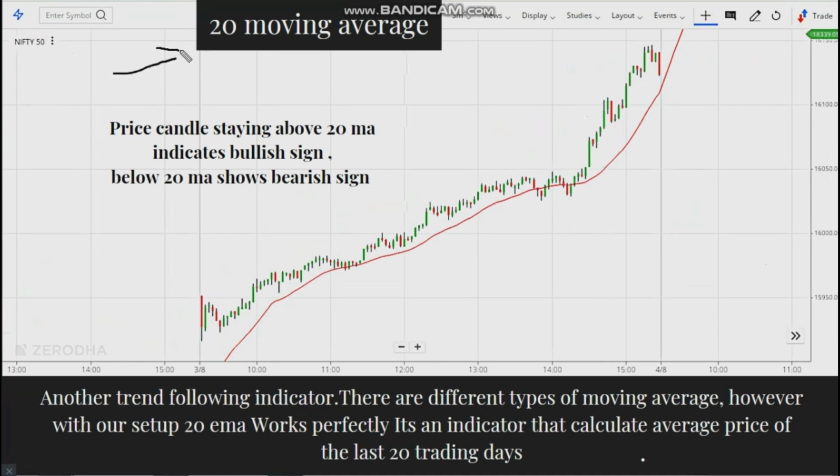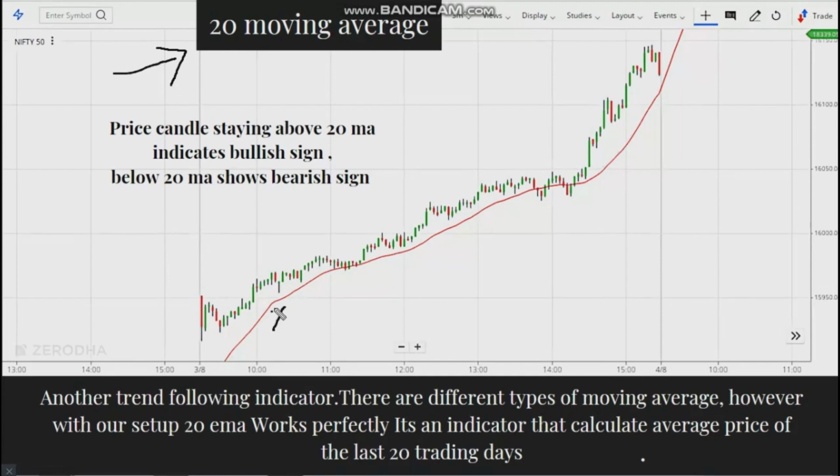Let's see another trend following indicator, exponential moving average. There are different types of moving average. However, with our setup, 20 exponential moving average works perfectly. It is basically an indicator that calculates the average price of the last 20-day trading cycle.